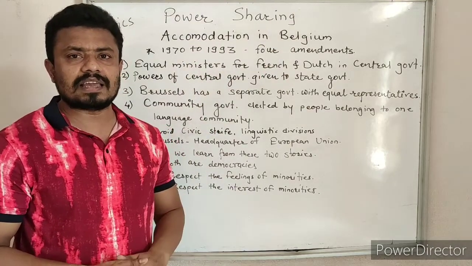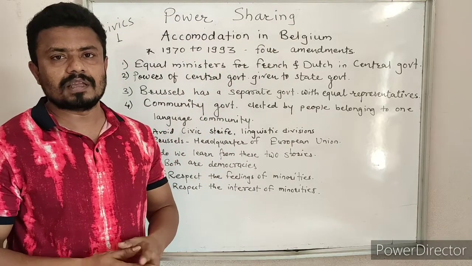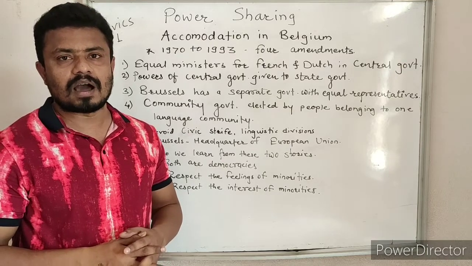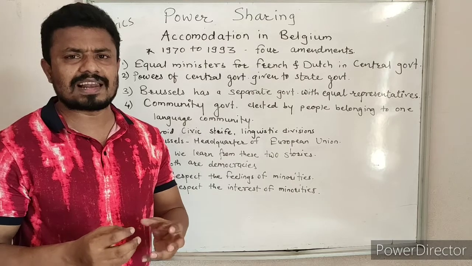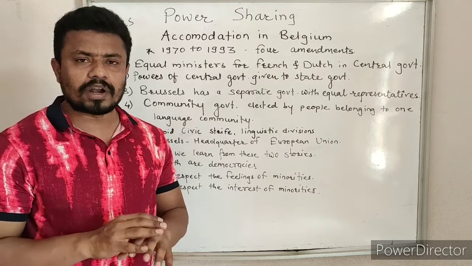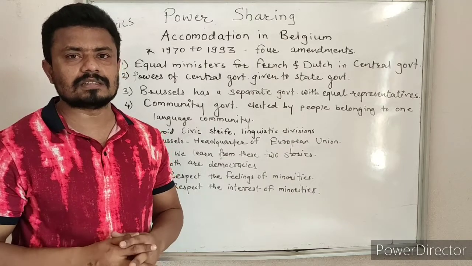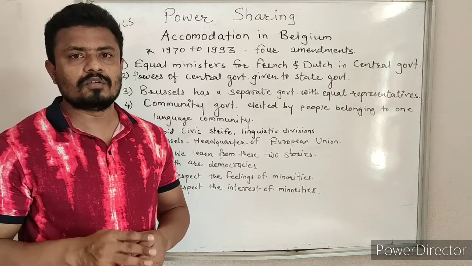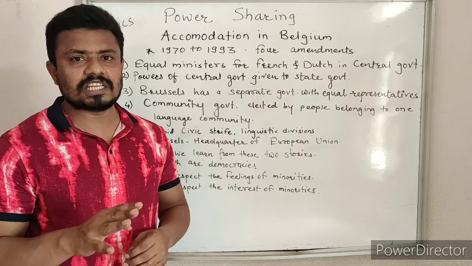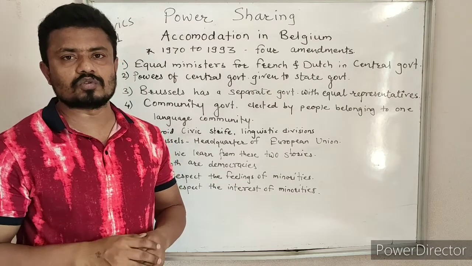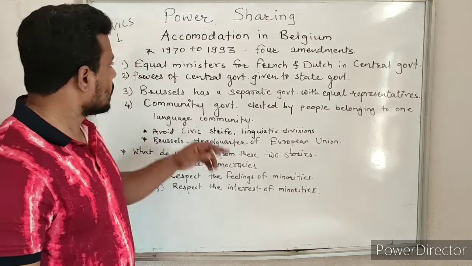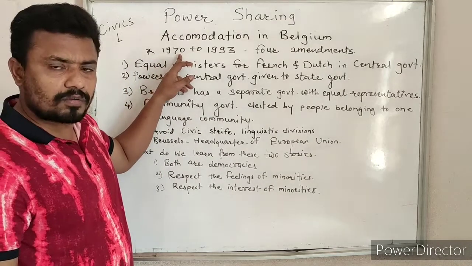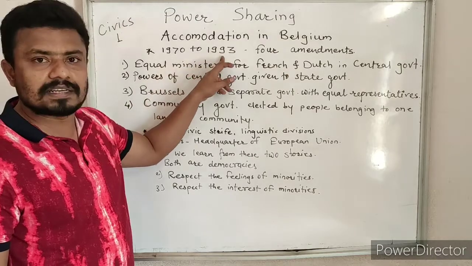We have already learned the ethnic composition of Belgium. In Belgium, Dutch, French and German speaking people are there, and there were small clashes. So to avoid these clashes and tensions, the government of Belgium amended their constitution 4 times. They changed some provisions of their constitution 4 times, in the period of 1970 to 1993.